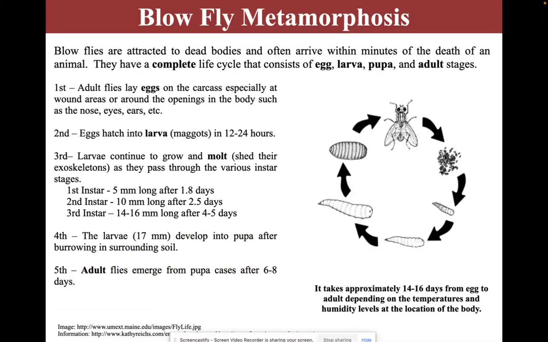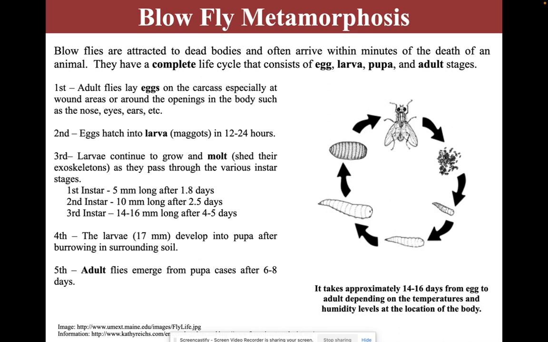Okay, so, blowfly metamorphosis. Blowflies are attracted to dead bodies within minutes of the death of an animal or a person. So, they have a complete life cycle that consists of first the eggs are laid, and then those hatch into larvae, develop into pupa, and then eventually produce the adult blowfly.